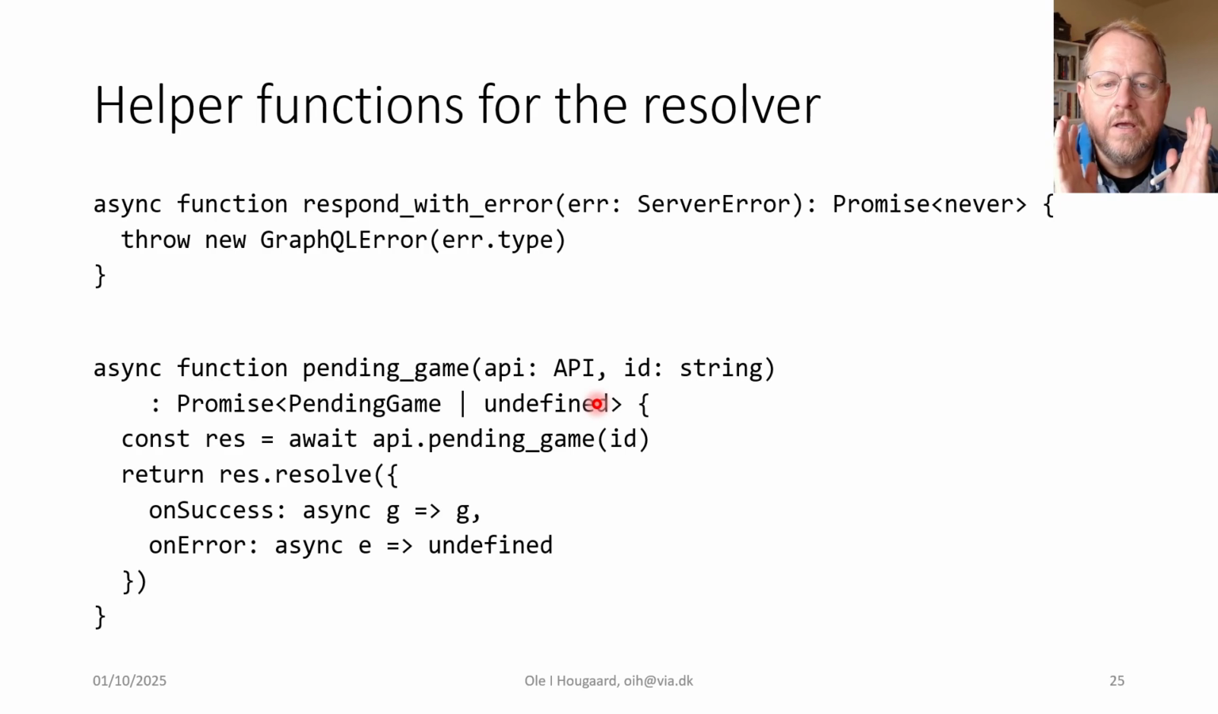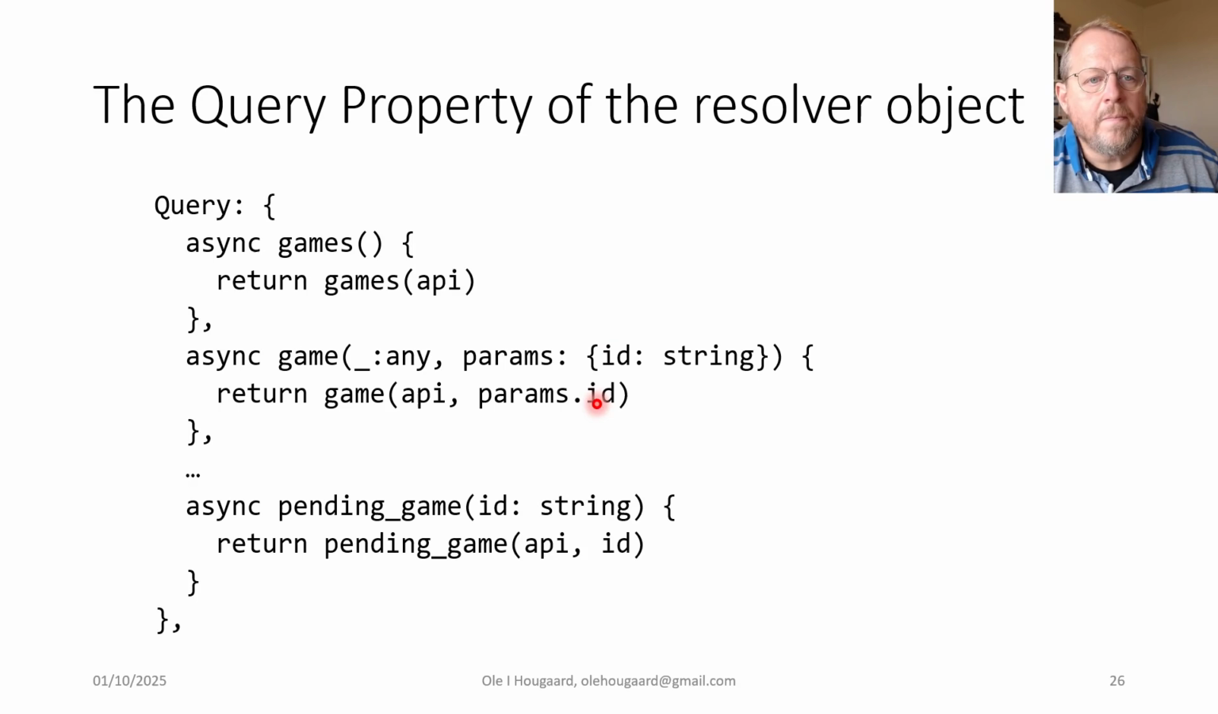So that's why I'm saying over here, because I can't guarantee that there is a game with an ID, it's undefined, and that corresponds to not having an exclamation point in the type. If I did have an exclamation point in the type and I tried to return undefined, I would actually get an error instead. Internal server error, I suppose. Okay.